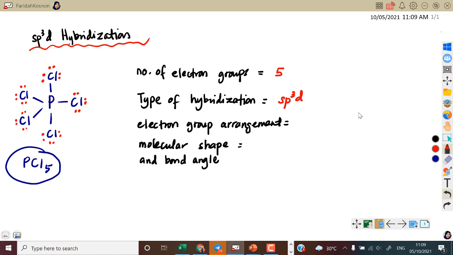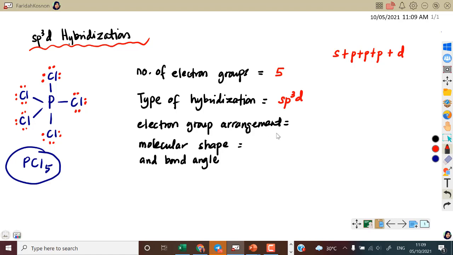sp3d hybridization, where phosphorus will mix its s orbital, 3 p orbitals, and one from 5 d orbitals. Okay, dia akan mixkan total 1, 2, 3, 4, 5 orbital ini. Orbital D ni dia akan ambil satu daripada 5 orbital D yang phosphorus ada.